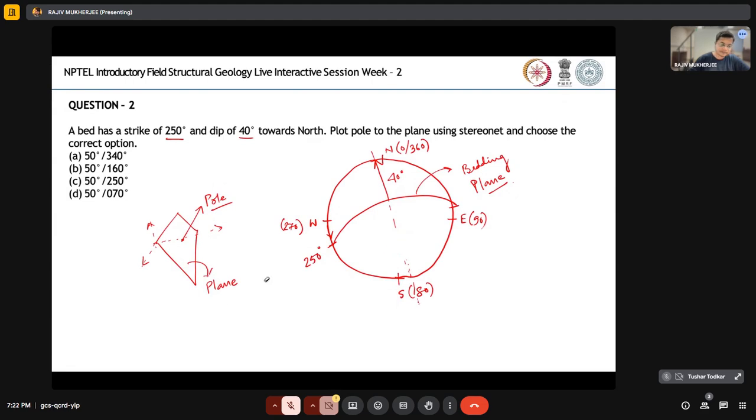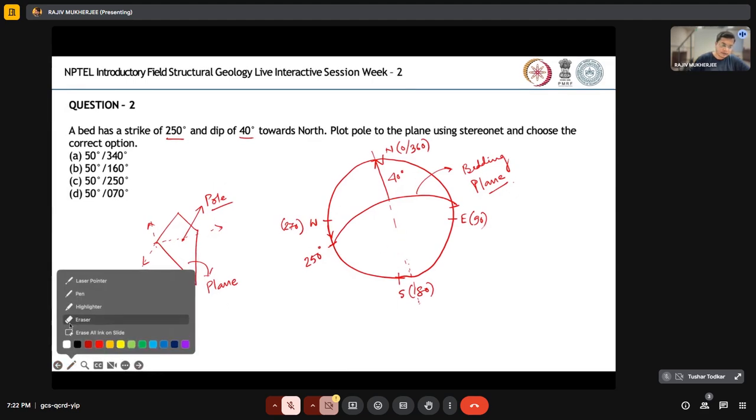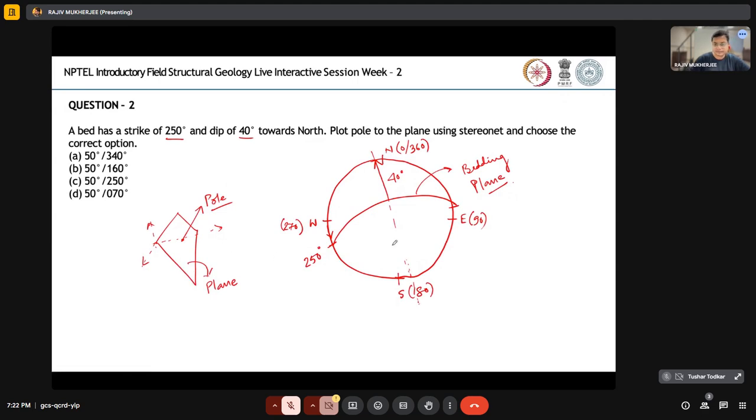So the point will be at a higher position, like here. So this amount has to be 50 degrees, right? So obviously the dip, I mean this plunge of the pole will be 50 degrees.